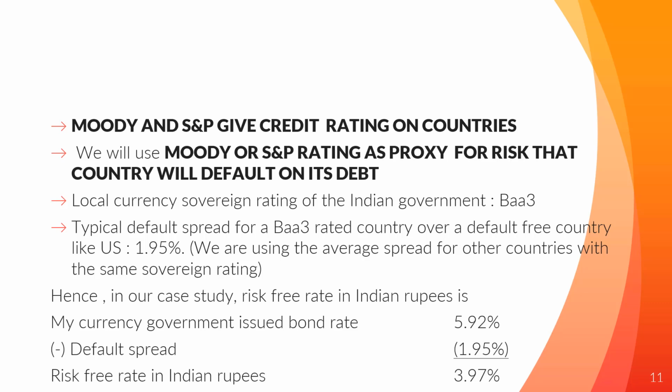Now the local currency sovereign rating of the Indian government is Baa3 by Moody's. So what we will do is we will take a typical default spread for a Baa3 rated country over a default-free country like US. What I mean by that?